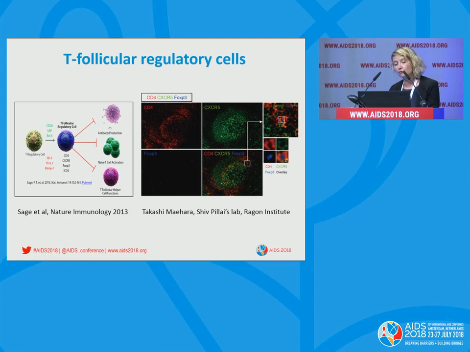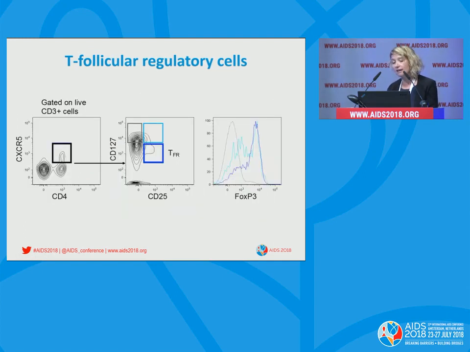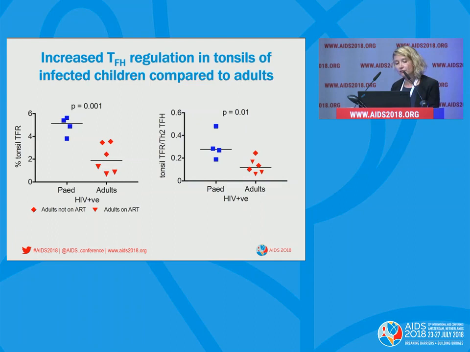When looking with flow cytometry, we were gating for CD25 positive, CD127 low cells that expressed CXCR5. And this cell type, in dark blue, also expresses the highest amount of FOXP3, which is the transcription factor of regulatory T cells. We observed that in tissue, these tonsil T follicular regulatory cells are significantly increased in children compared to adults. And this results in an increased ratio of T follicular regulatory cells to effector cells in kids versus adults.